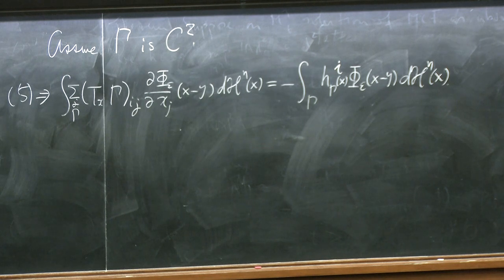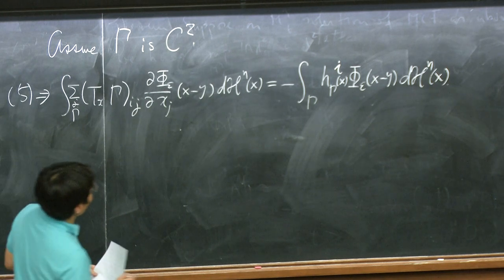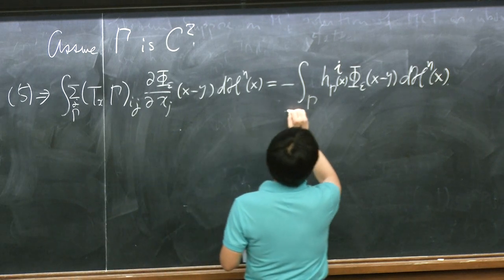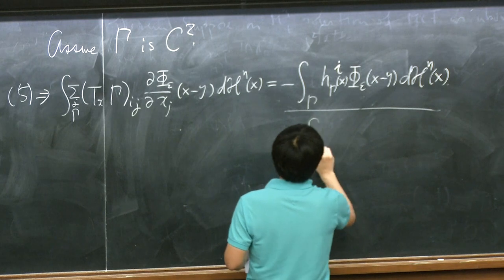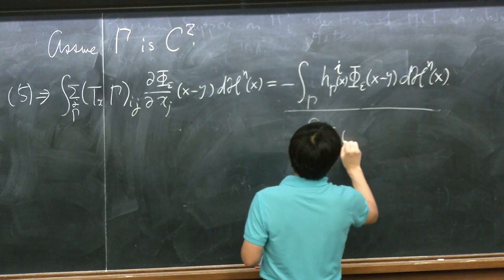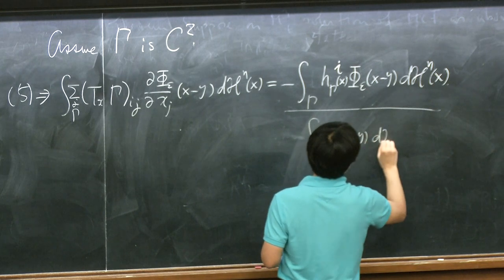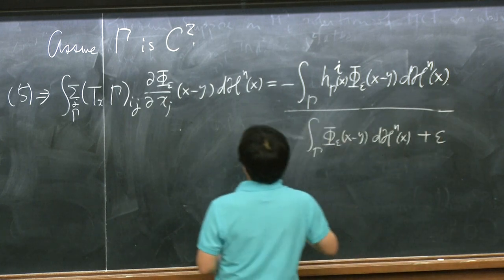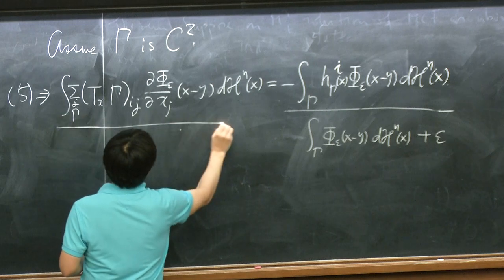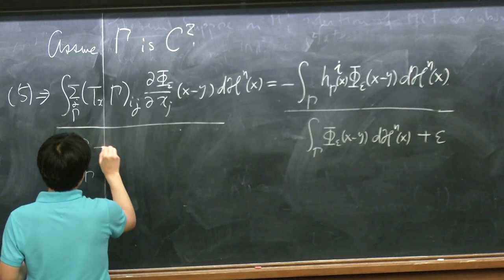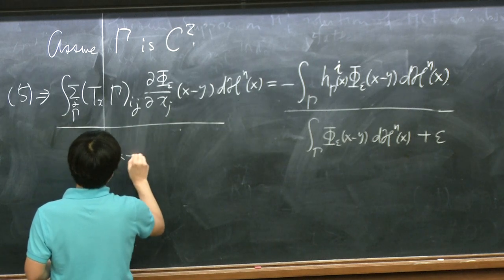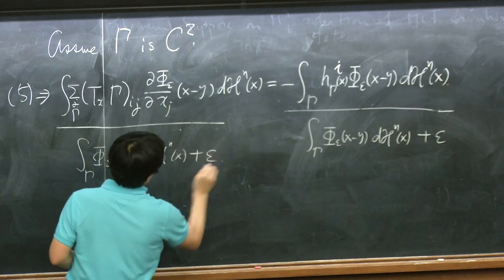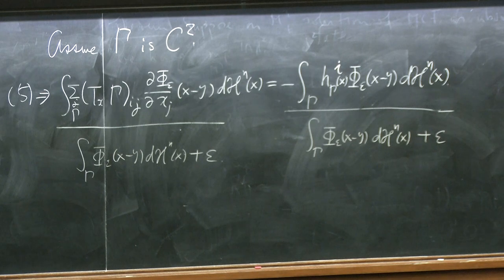Now note that I do some strange things, but please bear with me. I divide both sides by this function, plus epsilon, just to avoid division by zero. Okay, I do something strange.